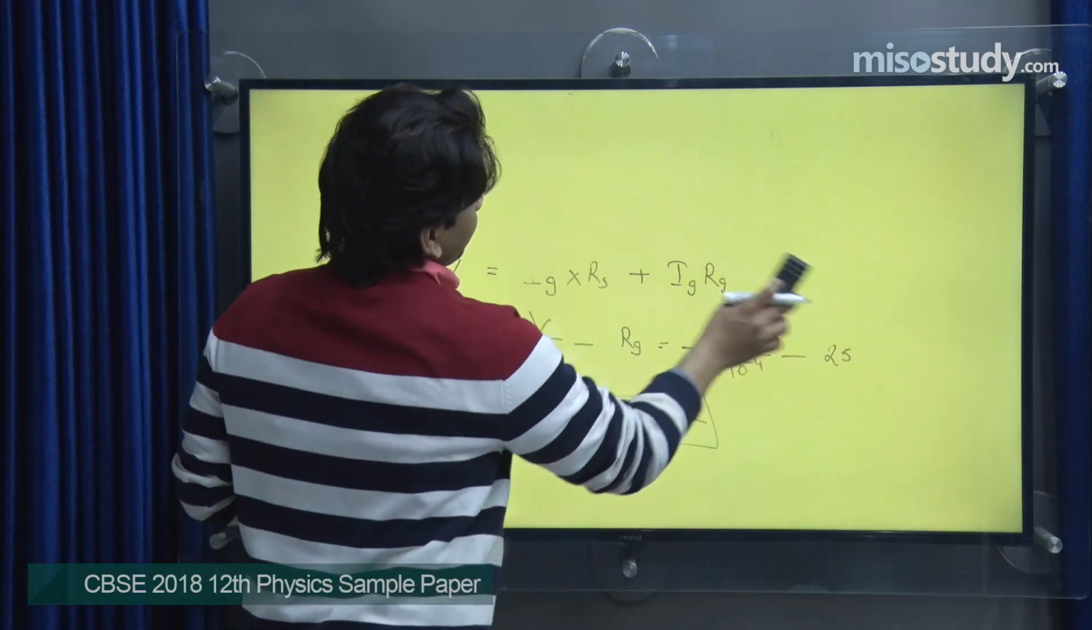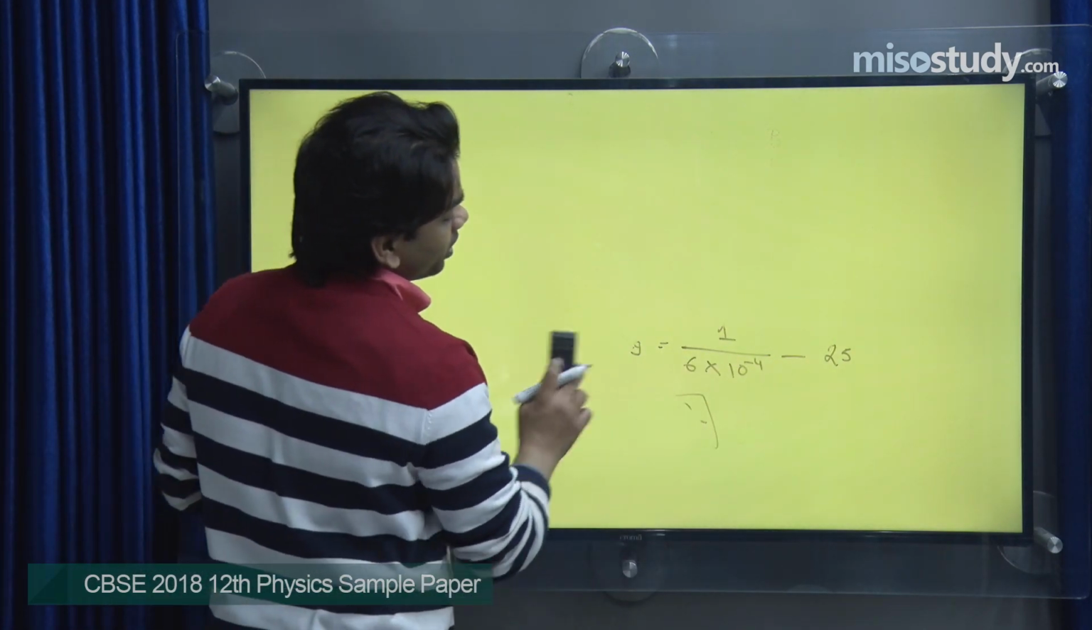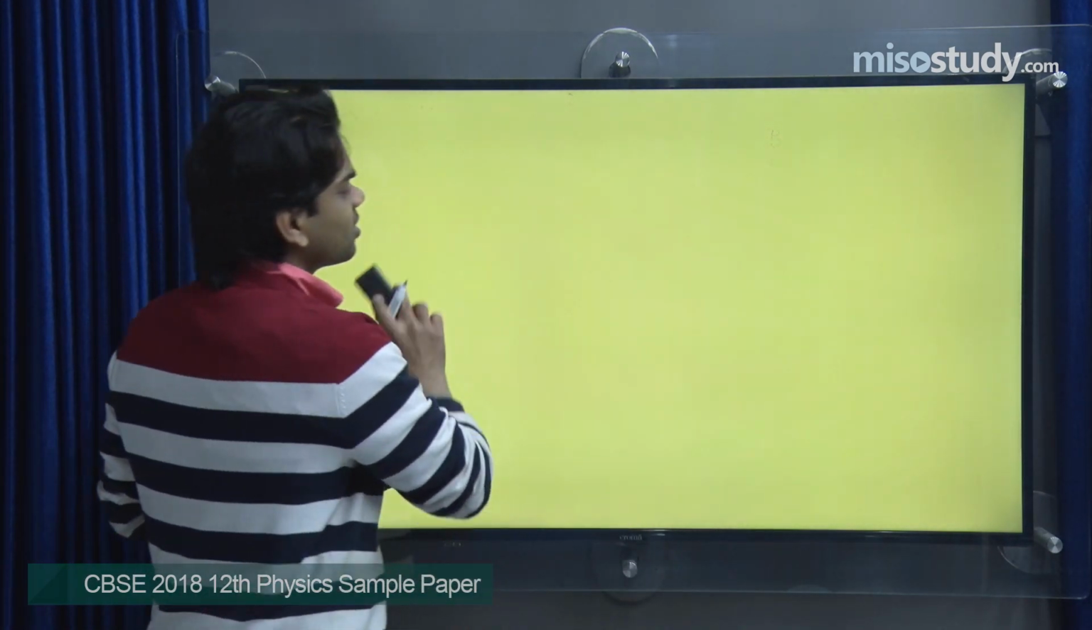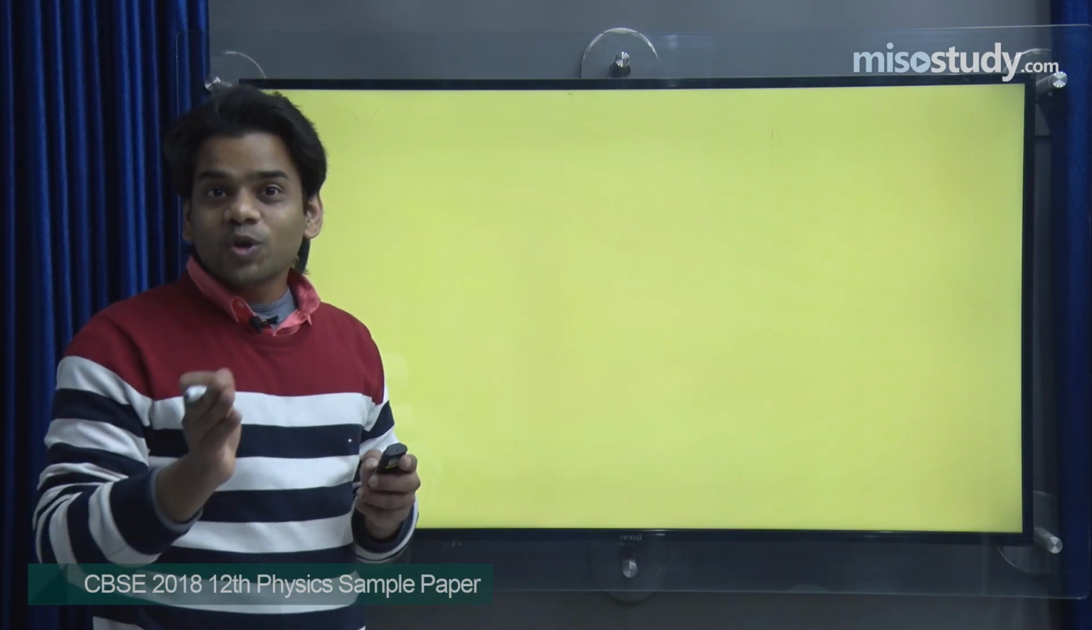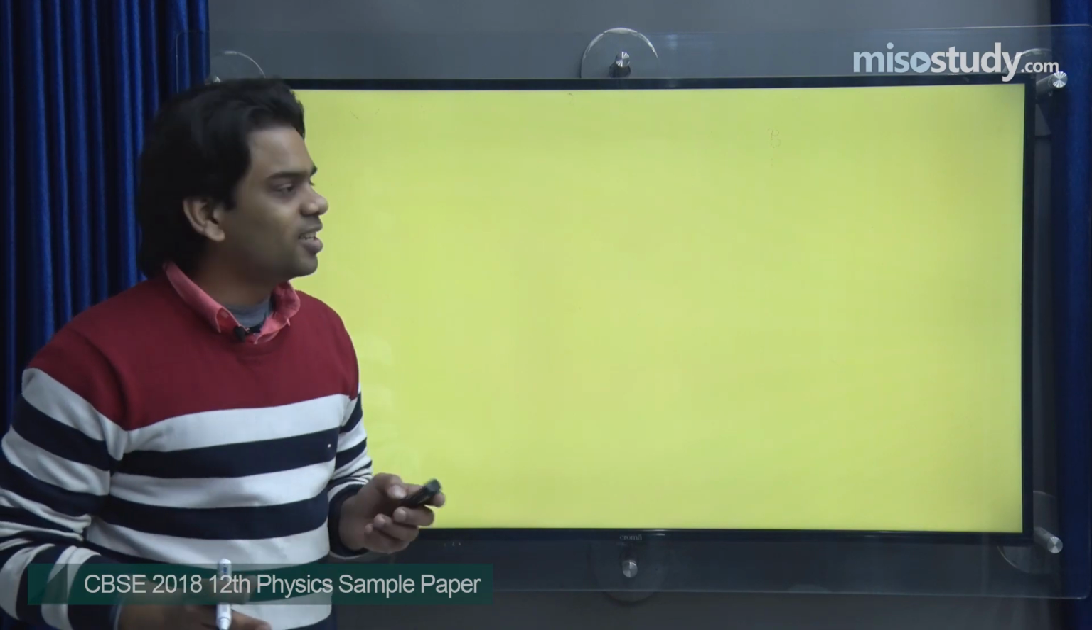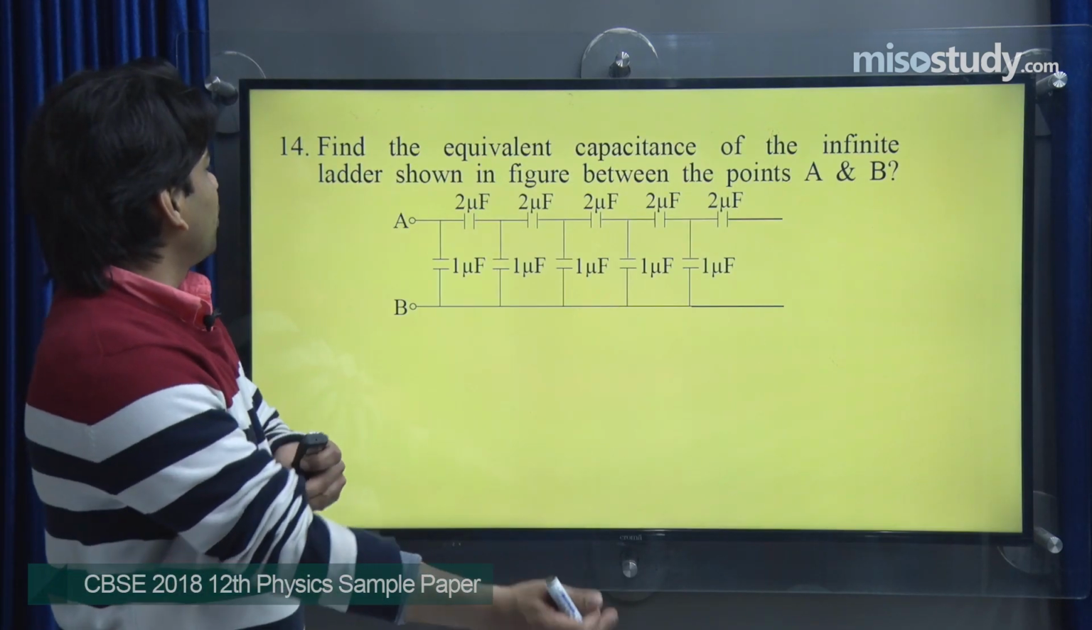You should remember the basics, that to convert a galvanometer into an ammeter, connect the shunt resistance in parallel, and if you want to convert a galvanometer into a voltmeter, connect the shunt resistance in series. Let's go with the next question.